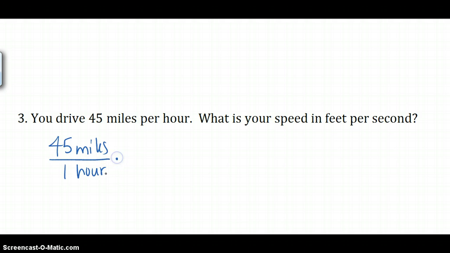So you're going to multiply by, we need to take this hour, let's start there and make it into seconds. So we're going to take the hour, and before we can make it seconds, we have to make it minutes. How many minutes are in an hour? There's 60 minutes. Then you can take the minutes and make it into seconds. So then we know that there's 60 seconds in 1 minute.